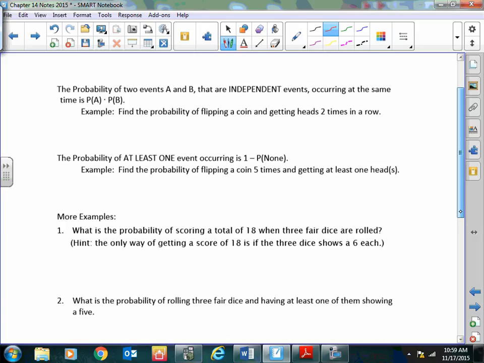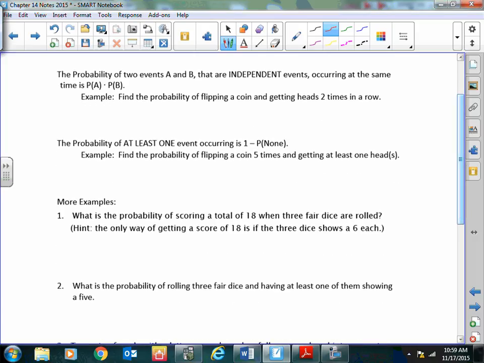Next. In this chapter 14, the very first one that we're starting with, all the events are independent, which is nice. We're going to get the easy ones over with, get kind of a review of the probabilities we've done in school up to this point. And so we would just multiply the probability of A times the probability of B. Okay, here's an example. Find the probability of flipping a coin and getting heads 2 times in a row.